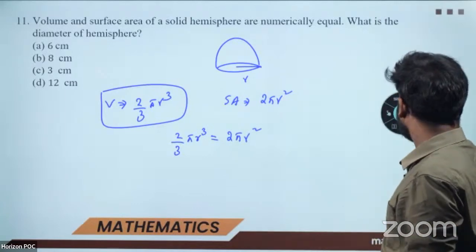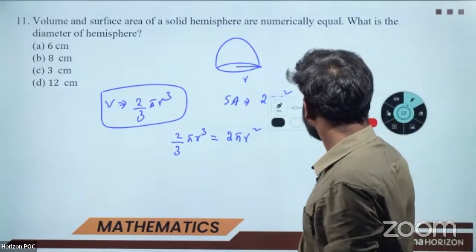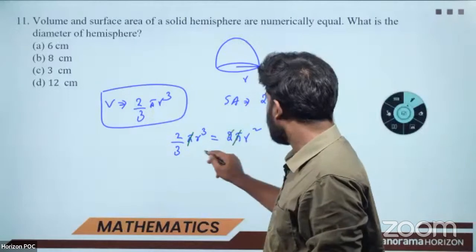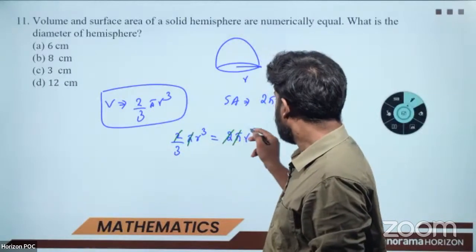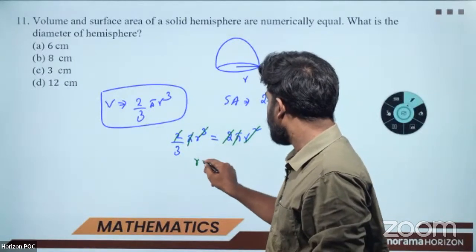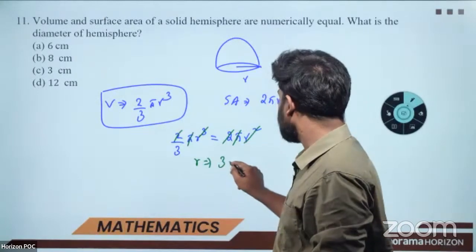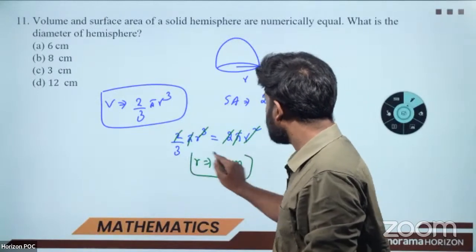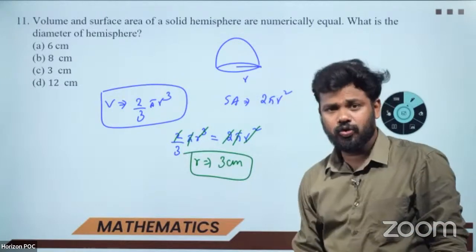Yes. And from there, I can say pi and pi get cancelled, 2 and 2 get cancelled, r cube, you have r, this one gets cancelled, and you have r is equal to how much? 3 centimeters. So what do you get? R, the radius, as what? 3 centimeters. So you have the radius as 3 centimeters, right?